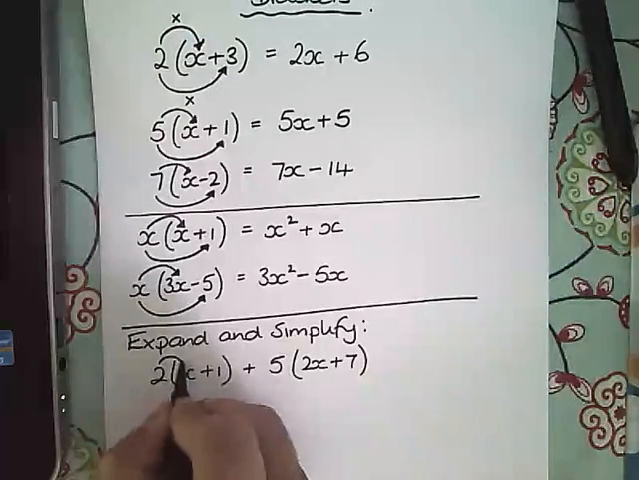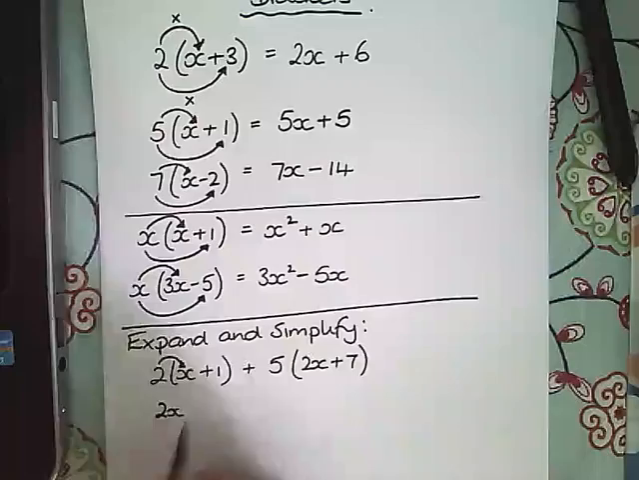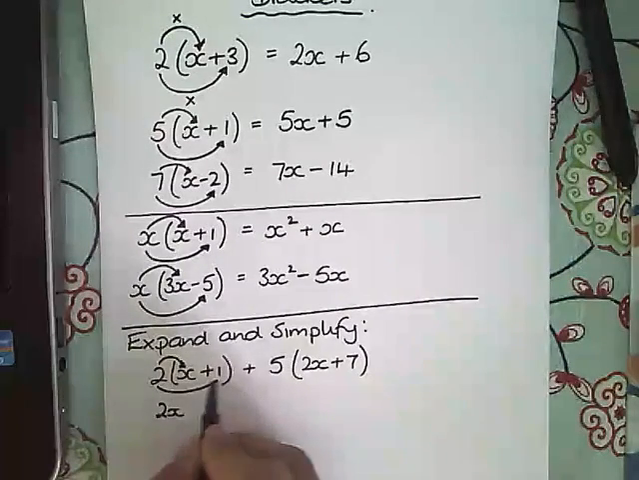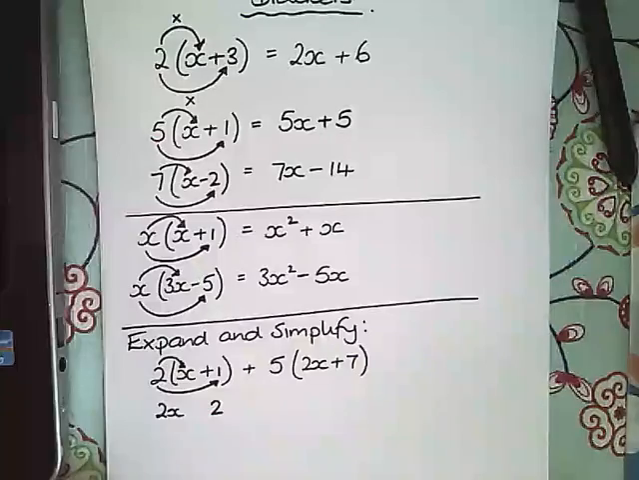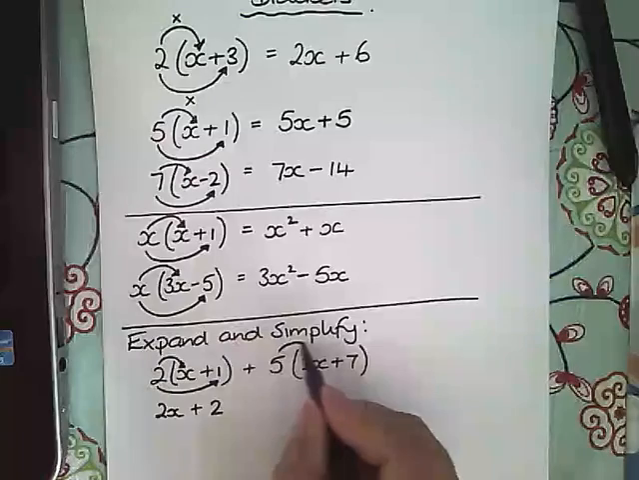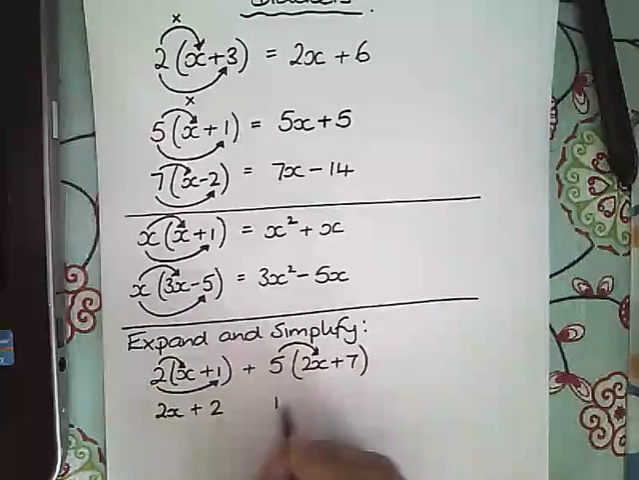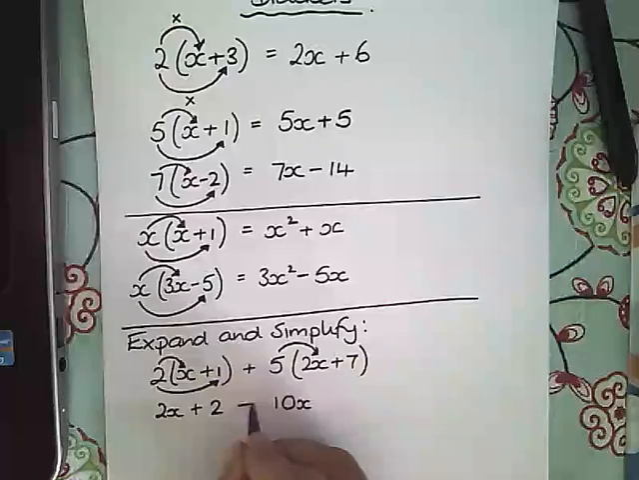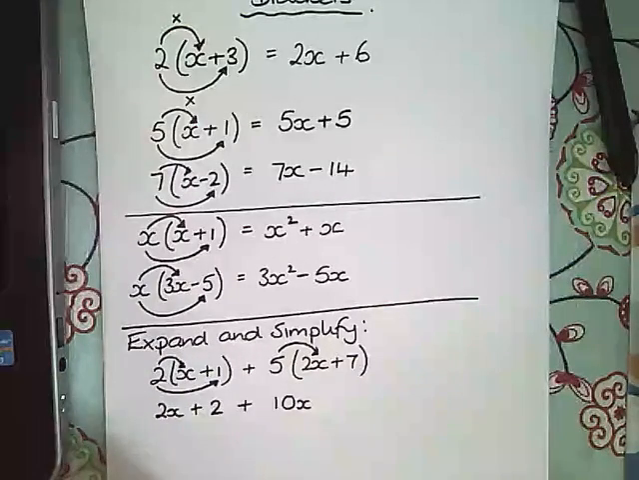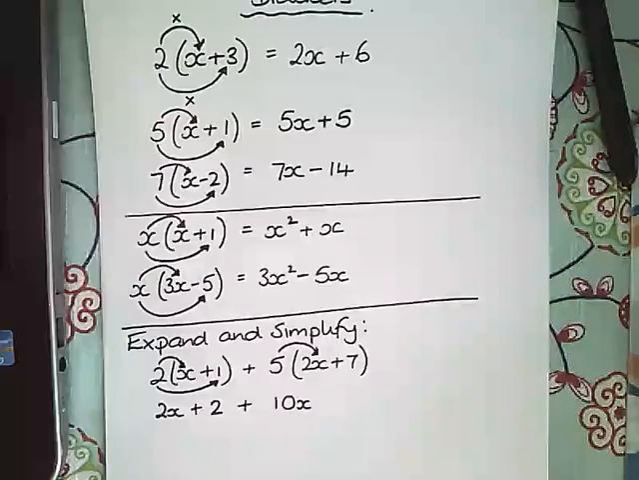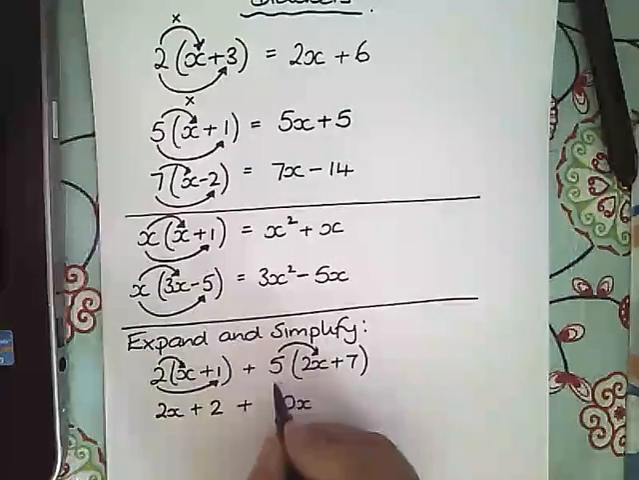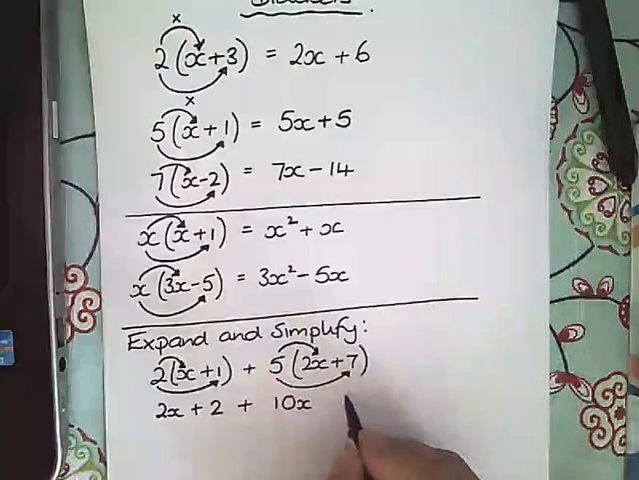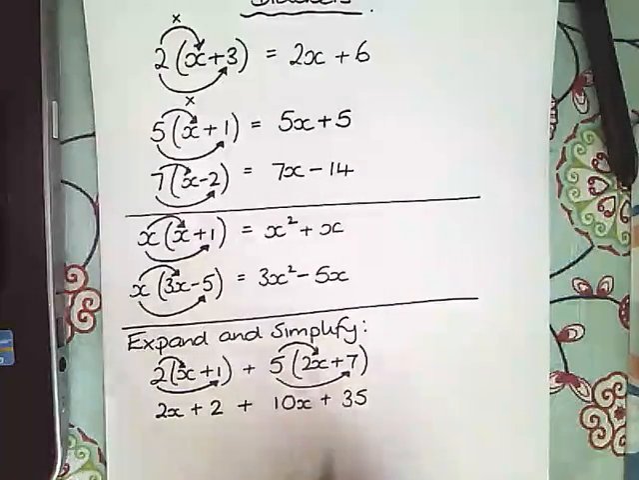2 times x is 2x. 2 times 1 is 2, and there is a plus sign in between. 5 times 2x is 10x. This is an add, so we don't need to worry about any minus signs. I'm not going to do minus signs in this video, okay? I'm just going to concentrate on when everything is positive. I will do another video where we have to be very careful of the signs. 5 times 7 is 35, and there was a plus sign in there as well.